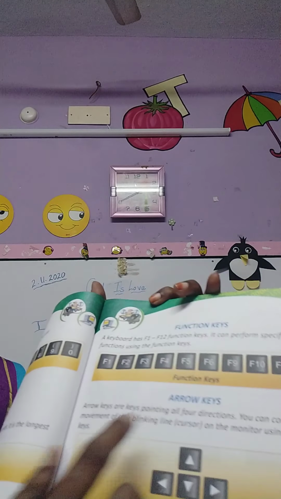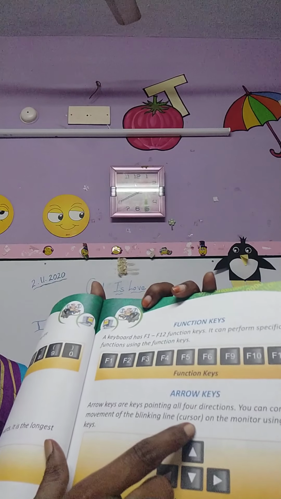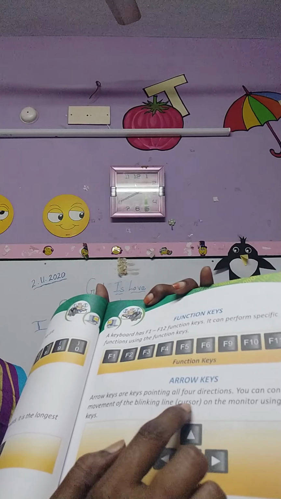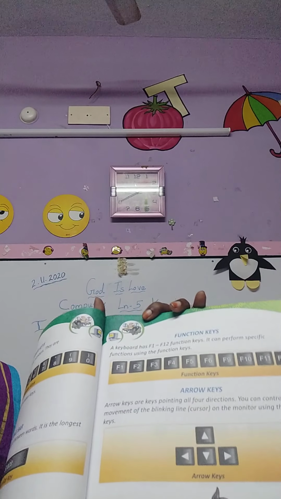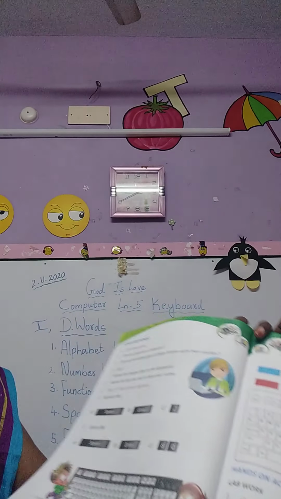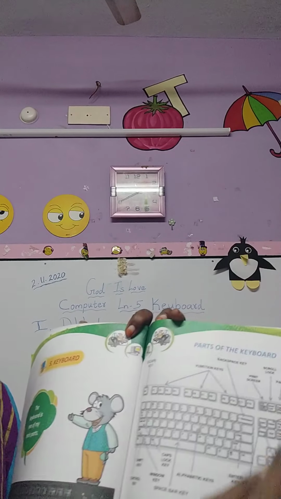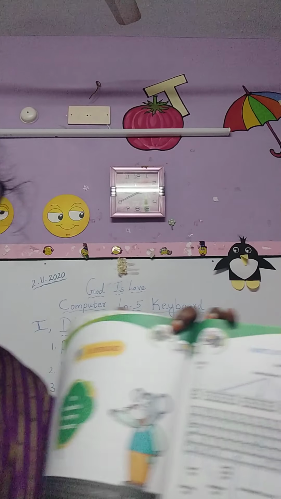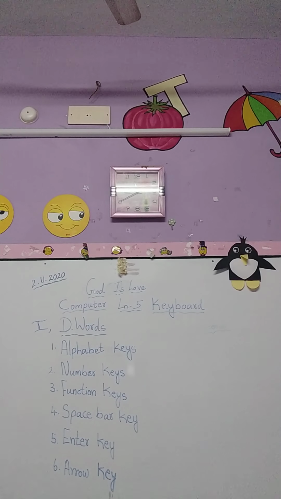You can control the movement of the blinking line, the cursor. That arrow will show, no, that is the cursor on the monitor, using the arrow keys. That's all. So today we are reading all the 6 keys and what keys are there in the keyboard. Okay dear.